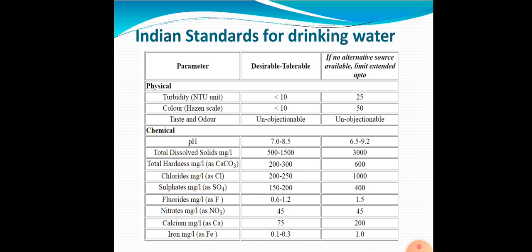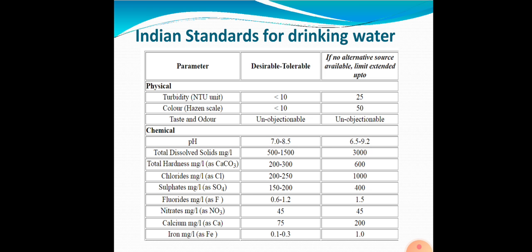These are as shown in the table. These are the desirable or the tolerable limits of various parameters. Take turbidity, for example, a physical characteristic of water. The desirable value is that it should be less than 10. Suppose the value is slightly above 10, we can allow up to 25. Suppose the source cannot be changed, that is what you see in the third column. If there is no other alternative source and the turbidity exceeds the permissible limit of 10, up to 25 it is allowed, or that will be the maximum limit up to which the turbidity of water can be allowed.